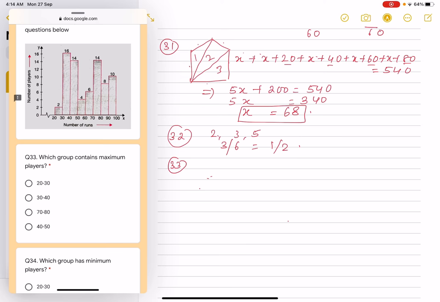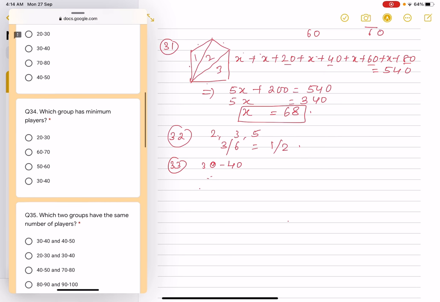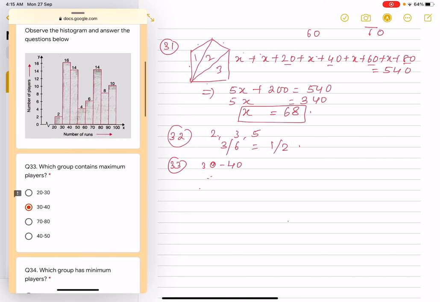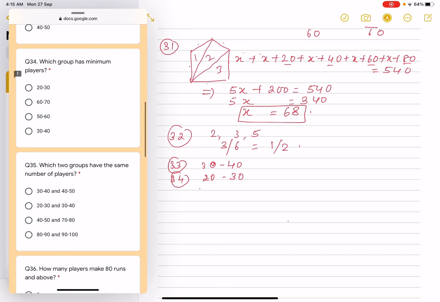Next case. Which group contains maximum players? It is very easy. We have to see the histogram. And which group has maximum players? We see which is the highest. Maximum is 16. And that is 30 to 40. Again we go to the next one, which one is very small, that is, we see 2 is there, that is 20 to 30.